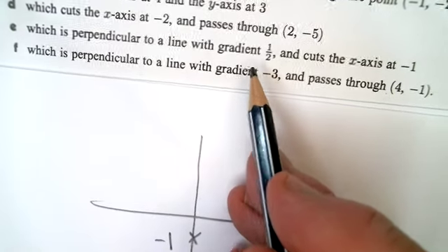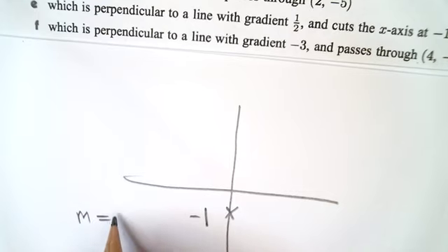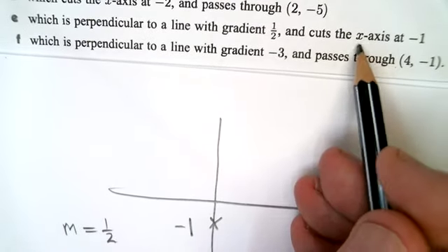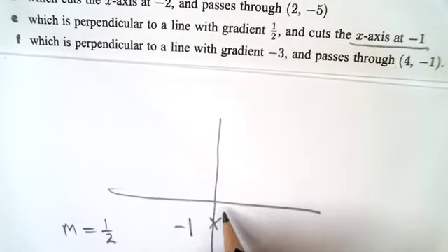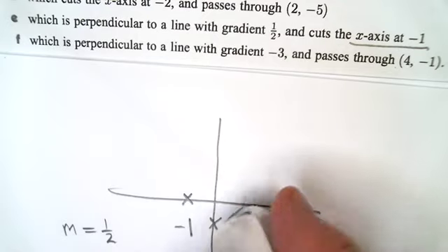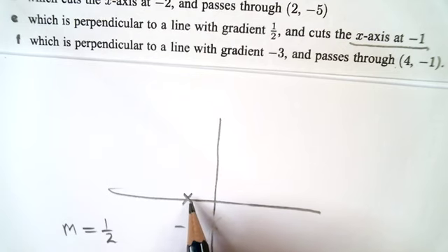Sorry, the gradient is 1/2, so m is equal to 1/2. Oh, sorry, my bad. It cuts the x-axis at negative 1, so that's going to be here. Okay, so this is not here at all. Not doing well. All right, so it cuts there. There it is, and it's got a gradient of 1/2.